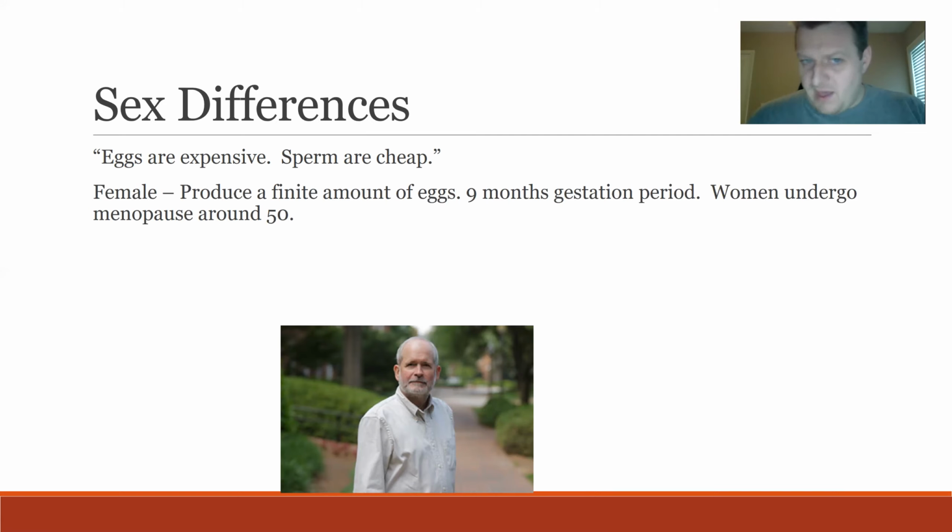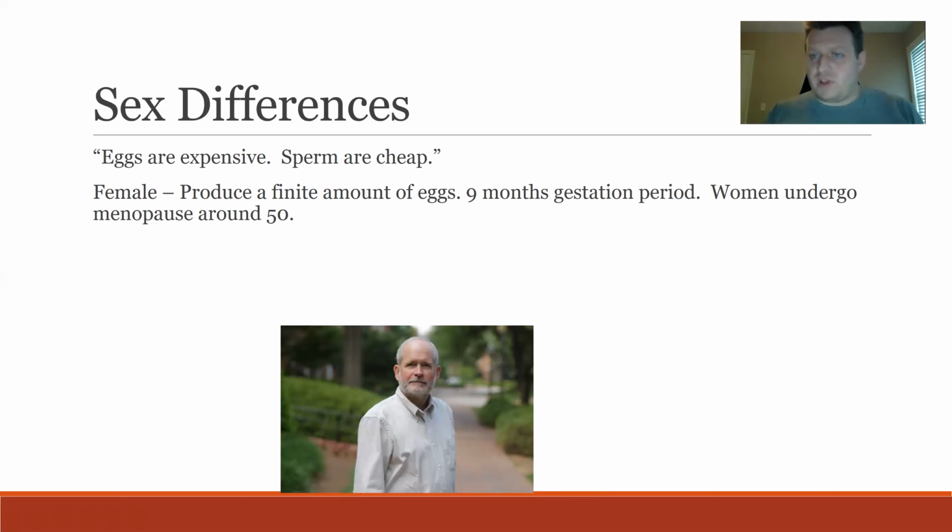A female is born with all of the eggs that she will have in her entire life. As soon as a female is born, she has all the eggs that she's ever going to produce. They have a 9-month gestation period. It takes 9 months from impregnation to delivering the baby. Not only that, women undergo menopause and are unable to produce any offspring around the age of 50. So females can only produce so many children.